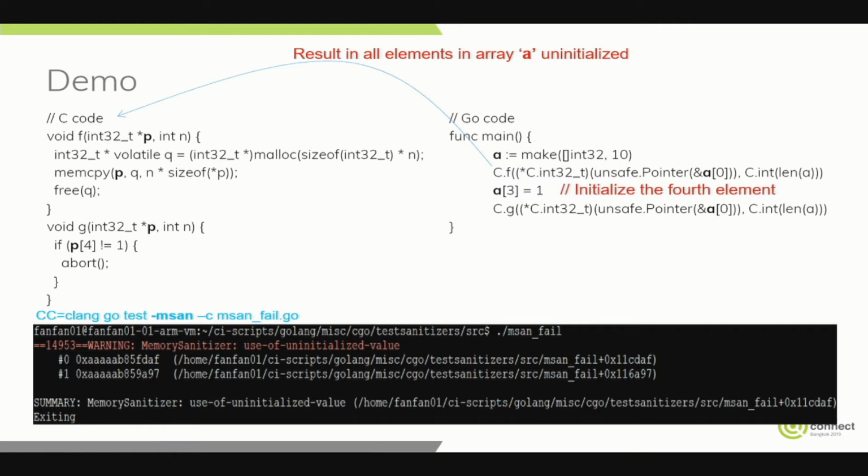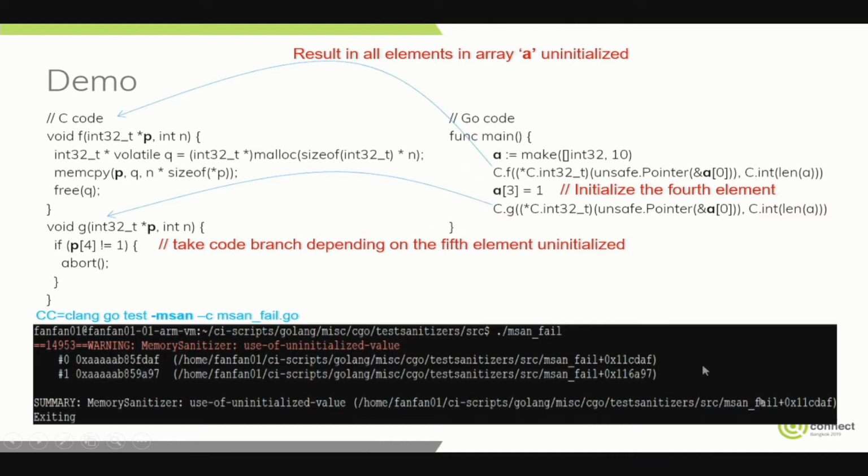And then in the Go code, it will initialize the fourth element of array A. And then the Go code continues to call another C function named G. In this function, it will take a code branch depending on the fifth element in array A, which is uninitialized. So actually, it's exactly the use of uninitialized memory.